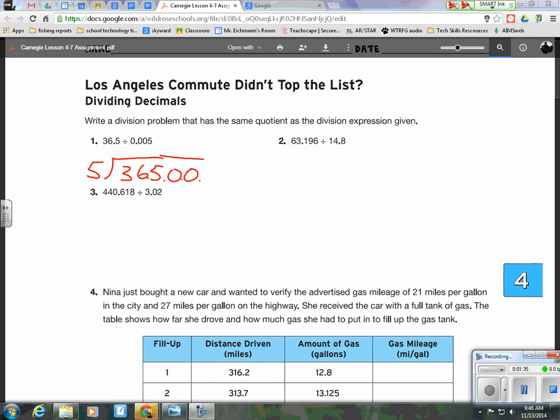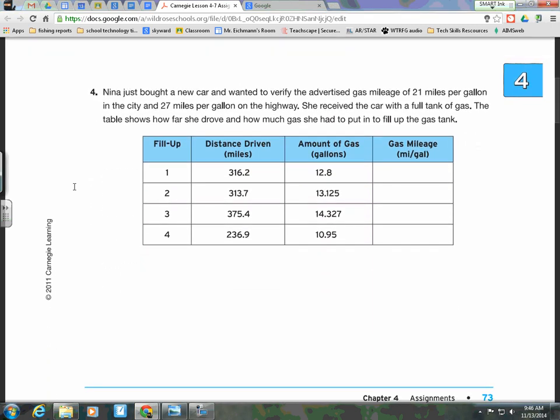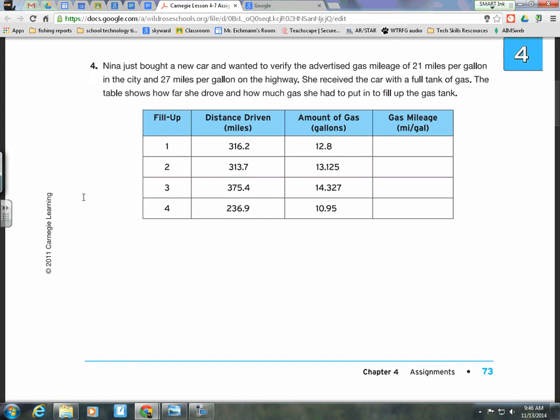I know, incredibly complicated. Now, the rest of the work here says, Nina just bought a new car and wanted to verify the advertised gas mileage of 21 miles per gallon in the city and 27 miles per gallon on the highway. She received the car with a full tank of gas. The table shows how far she drove and how much gas she had to put in to fill up the tank.